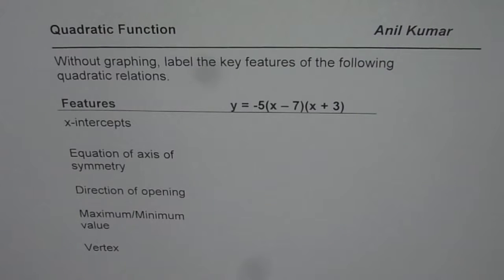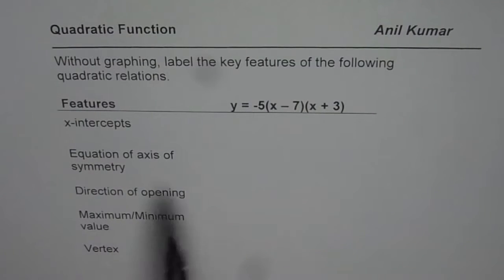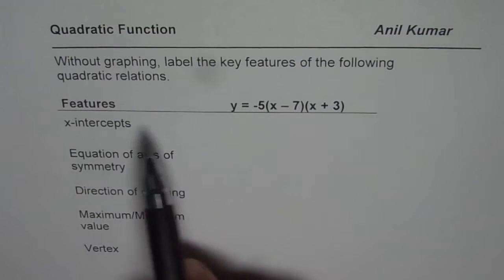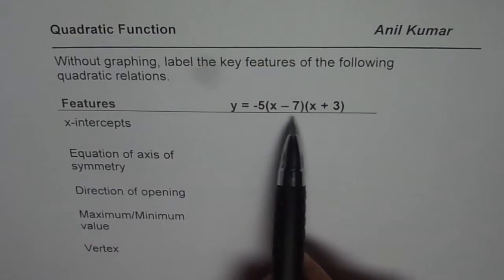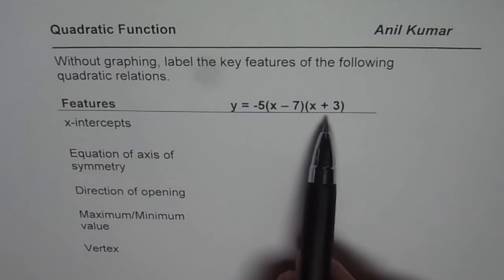I'm Anil Kumar, and in this set of videos, we are exploring quadratic functions in different forms. The question here is, without graphing, label the key features of the following quadratic relations. The features given to us for this particular function are x-intercepts, equation of axis of symmetry, direction of opening, maximum or minimum value, and vertex. We are given the quadratic equation in factored form.